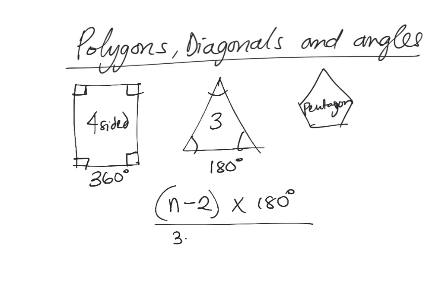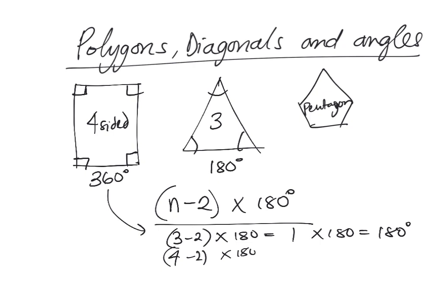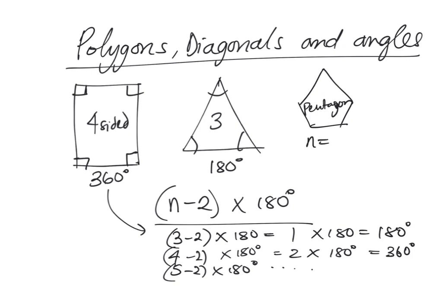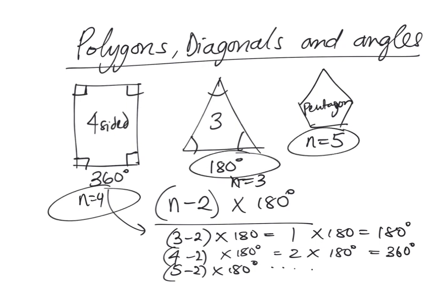So notice with a triangle, 3 minus 2 times 180 equals 1 times 180, which is equal to 180. If I did a four-sided shape, right, 4 minus 2 times 180, which is equal to 2 times 180, which is equal to 360. What if you have 5? 5 minus 2 times 180, and the rest, you see the pattern. It keeps changing depending on what n is. Here n was 3, n is 4, and n is 5, right? Those are the different aspects to keep in mind.